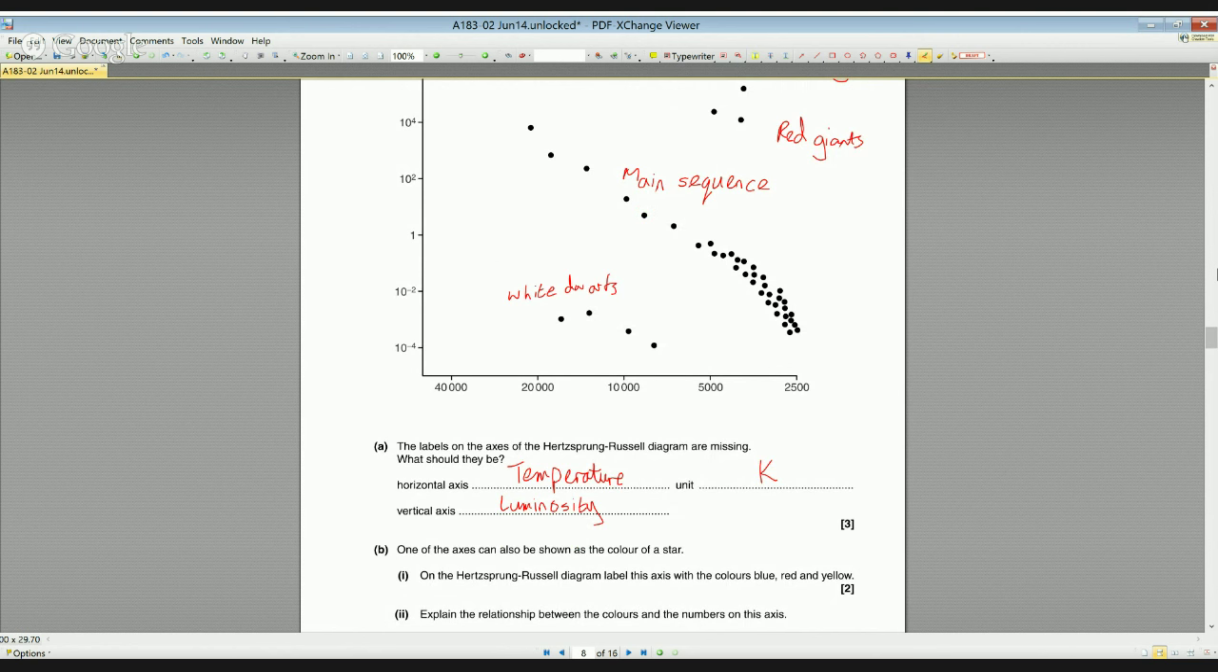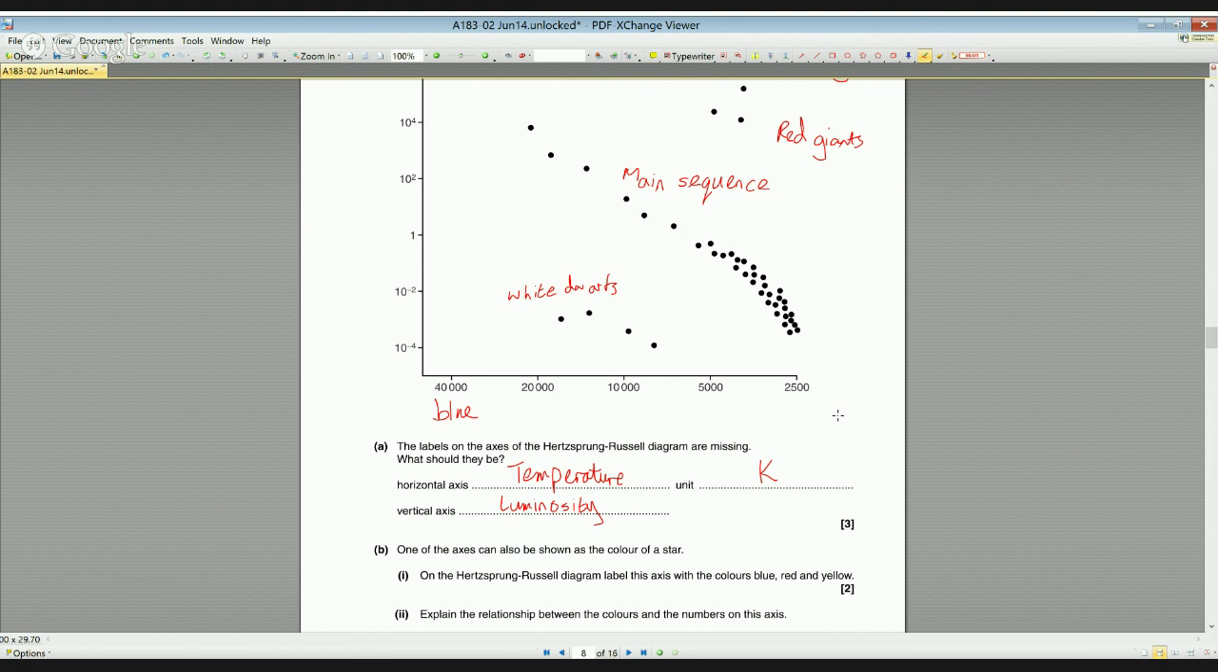Now this is pulling out a bit of science regarding the relationship between temperature and colour. So the hotter a star is, and it's worth noticing at this point that the Hertzsprung-Russell diagram has the x-axis reversed, so the hotter stars are on the left and the cooler stars are on the right. The hotter a star is, the bluer the light will appear. So blue will be at this end of the axis.